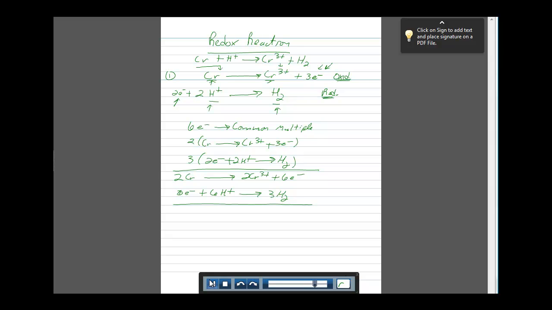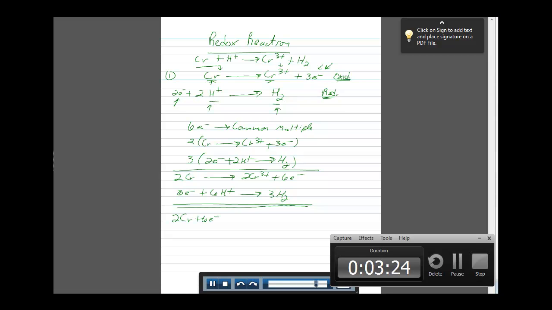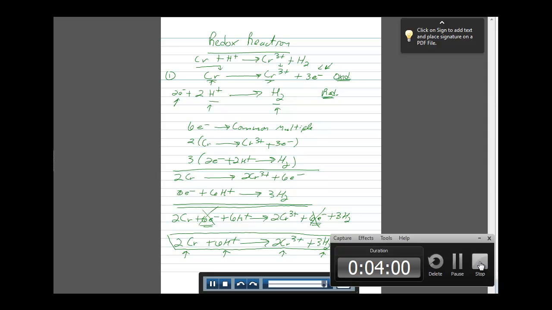And when we add these 2 reactions together, we notice that we have 2 chromiums, 6 electrons, 6 hydrogen ions, 2 Cr3 plus, 6 electrons, and 3 hydrogen molecules. Now notice that the electrons on both sides can cancel, leaving us with 2 chromium plus 6 hydrogen ion, yielding 2 Cr3 plus and 3 molecular hydrogen. Notice that we have 2 chromiums, 6 H's, and 6 H's here. And this is our balanced redox reaction.